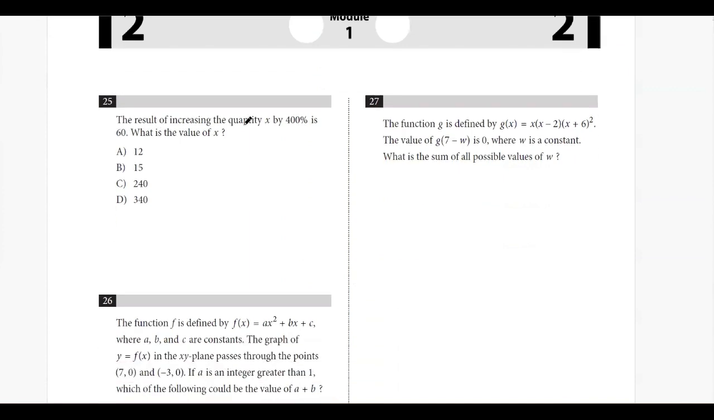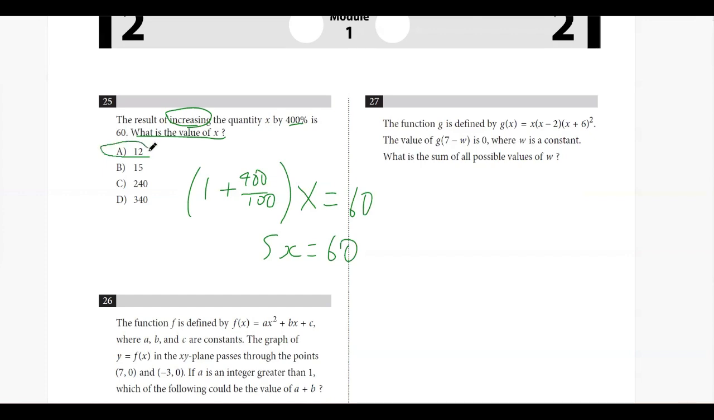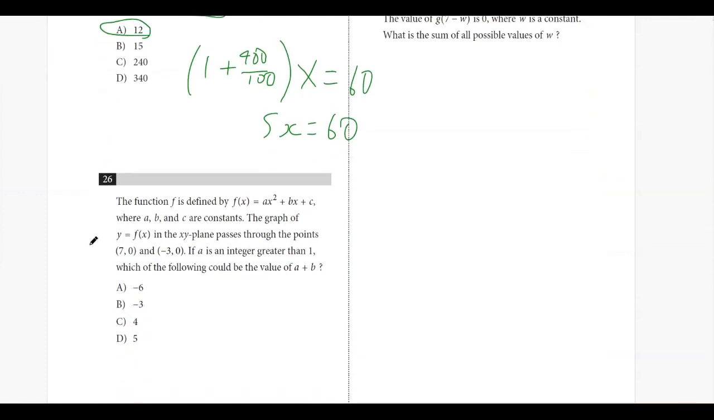The result of increasing the quantity x by 400% is 60. What is the value of x? So since we have the percentage and the word increase, I'm going to go ahead and add 1 to 400 divided by 100. And I want to multiply this by x is equal to 60. So 5x is equal to 60. x is equal to 12. So A is correct.